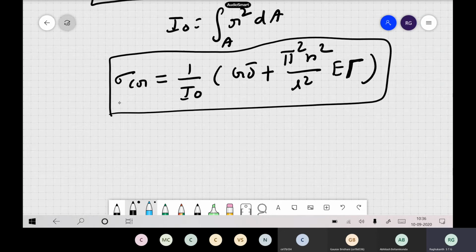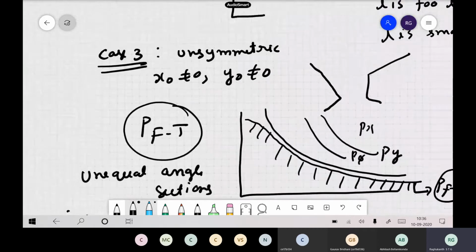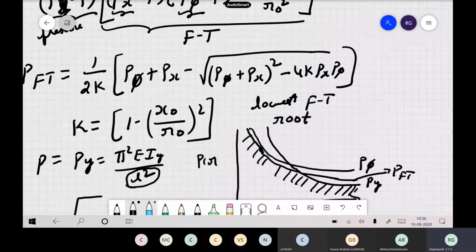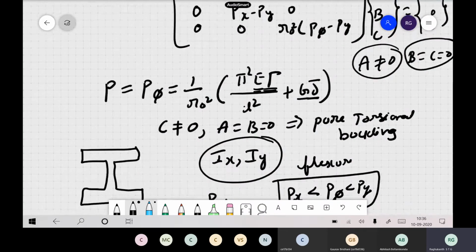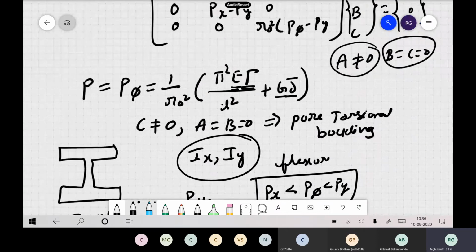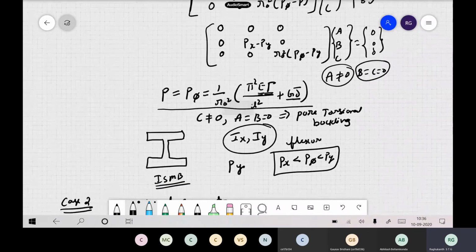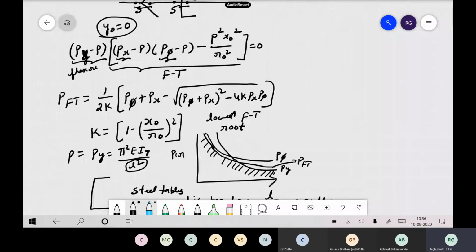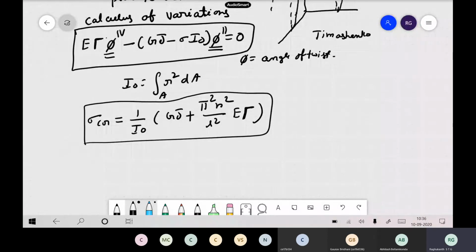If you see this expression, it can be explained through the previous one also. When we derived the general case for the doubly symmetric section, we had these modes. See, these were the equations. You follow the pure torsion kind of thing. So exactly the same for the cruciform section, exactly the same as whatever we derived previously. The pure torsion equation above can be used for the cruciform also. So this is a very interesting cross section.